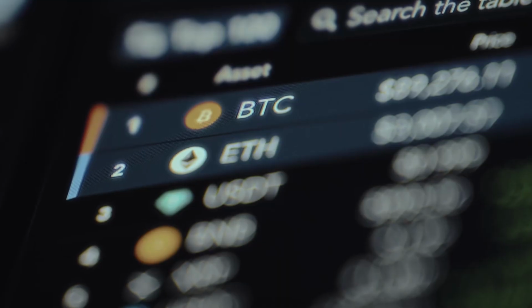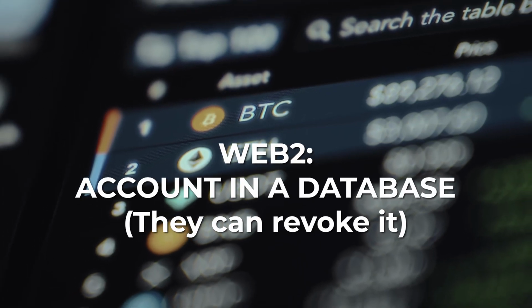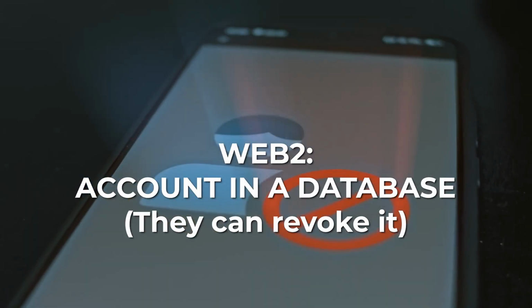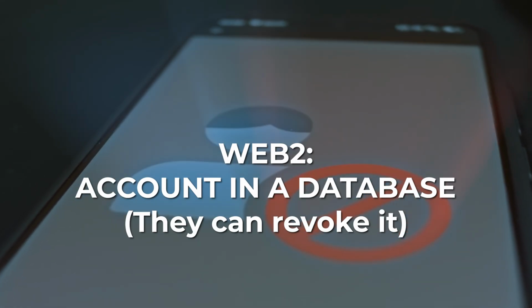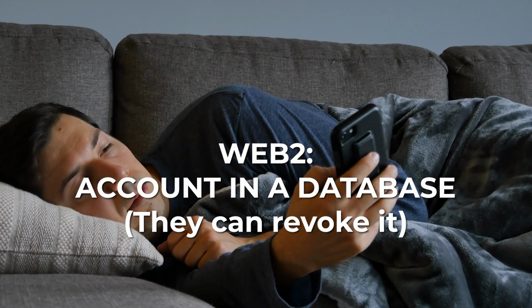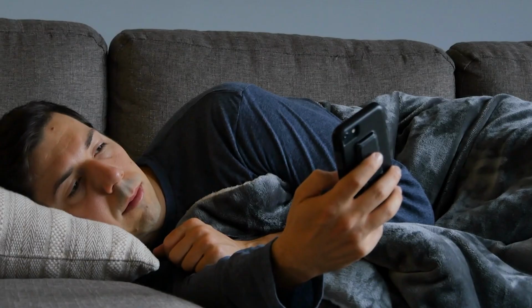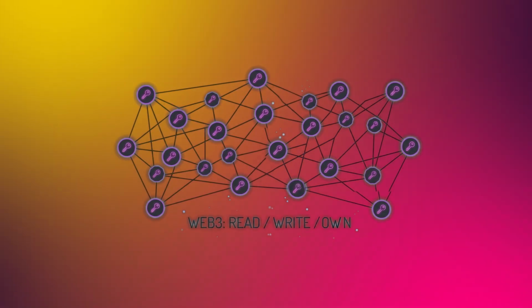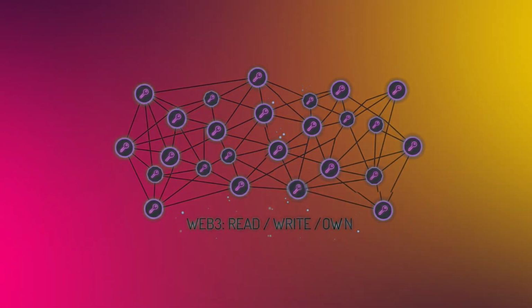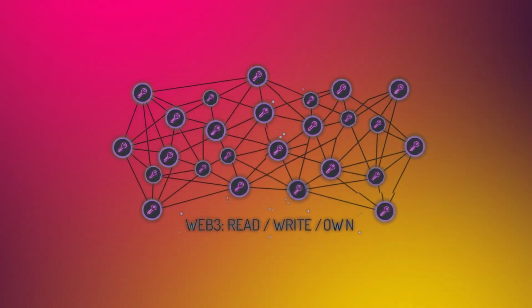The core difference: ownership and control. In Web 2, your account is a record in a company's database. The company grants you access and can revoke it. When Twitter bans an account, that account ceases to exist on the platform. When a company shuts down, the data on it disappears. When platforms change their terms, users either accept the new terms or lose access to their own content and history.